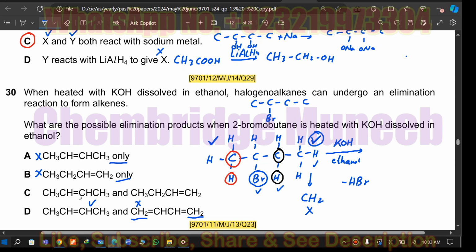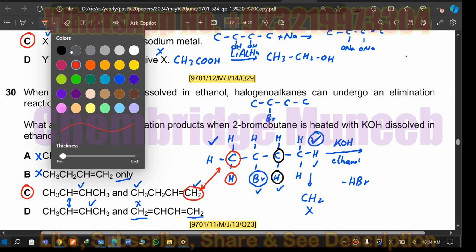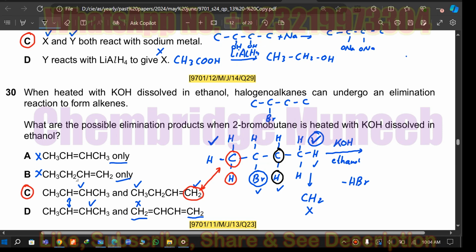But option C says that CH3 CH double bond CH3 is obtained, which is the same as this, so that is the correct structure. And the other one is CH2 on one side and CH2 on the other side, which is obtained by removing this hydrogen labeled red. As a result of this, you are getting this product. So D is changed because of the removal of this hydrogen. That's why the correct option becomes C. And the black labeled hydrogen will give you this product.